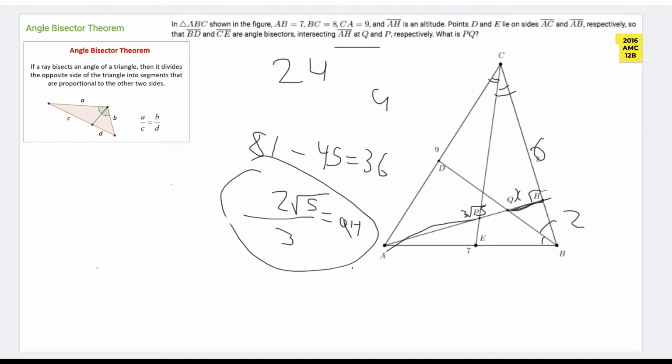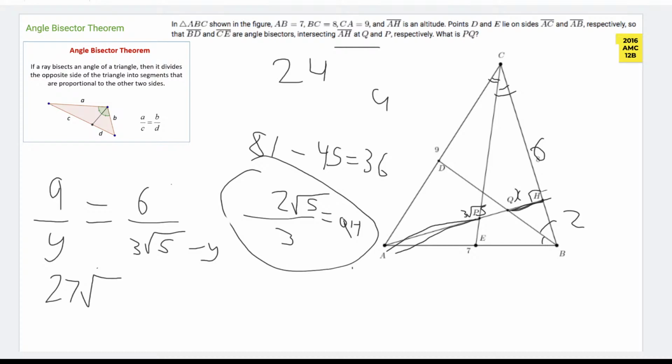So 9 over, we don't know AP, let's say it's y. So 9 over y equals, we know this length is 6, so 6 over 3 times the square root of 5 minus y. Now you multiply to remove the denominators, by multiplying by y, then by this other denominator. After you do so, you get 27 times the square root of 5 minus 9y equals 6y. Now you add 9y to both sides to get 27 times the square root of 5 equals 15y. You divide by 15 from both sides and reduce, and you get 9 times the square root of 5 over 5. And that's the length of AP.